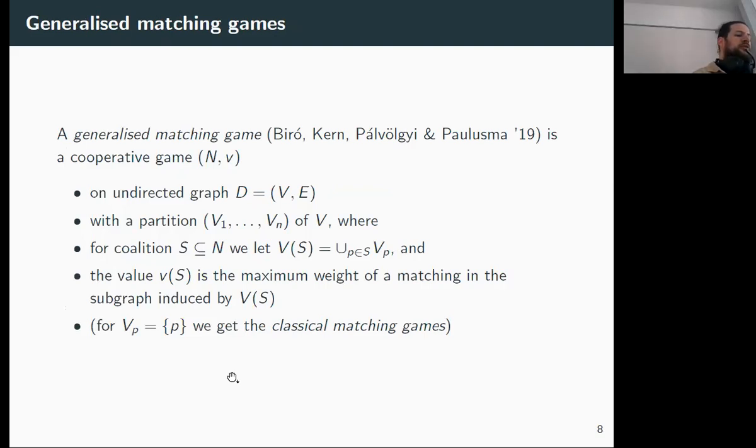And for that purpose, we are going to focus on generalized matching games, introduced recently. This generalized matching game is a cooperative game on an undirected graph, the compatibility graph, with a partition of the node set. Each player or country controls one set of nodes. Taking the union of the nodes that the players in a coalition control, we can determine the coalitional value V of S as the maximum weight of a matching in the subgraph induced by these nodes. So indeed, we get a generalization of the classical matching game: if the partition we choose is the atomic partition, where each player controls exactly one node, we get back the classical matching games.